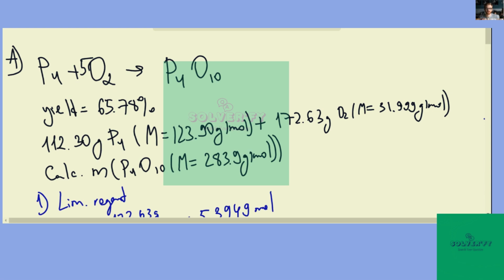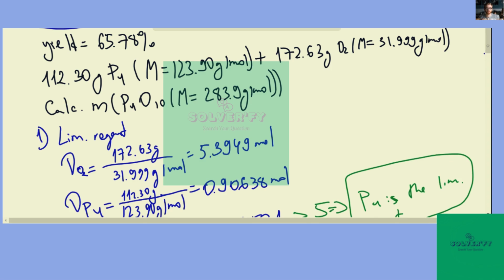So in the first task, we have to calculate the yield of P4O10 in grams if P4 reacts with oxygen. The reaction is shown here. 1 mole of P4 reacts with 5 moles of oxygen. So first of all, we have to figure out what's the limiting reagent. It's either oxygen or P4.